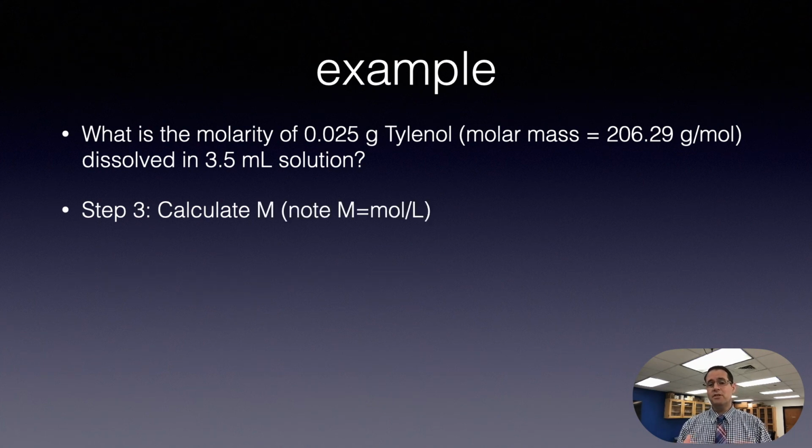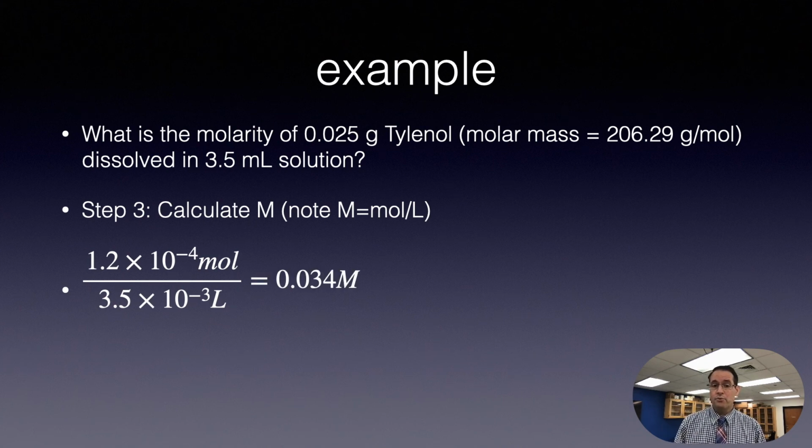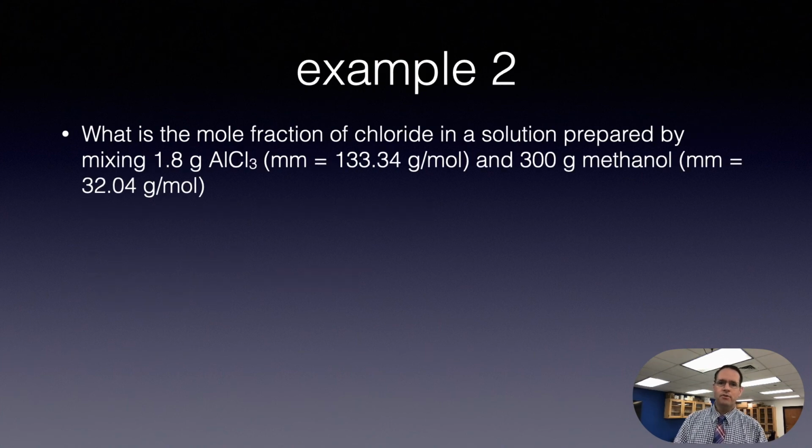And now step 3, you want to calculate the molarity. Molarity is given capital M, and it's just a ratio of the moles per liter, okay? So there's our moles, there's our liter, and when you do all of this, we get 0.034. Notice how everything is 2 sig figs here, because our 3.5 milliliters and our 0.025 grams are both to 2 sig figs. And we just type or write capital M there as the units. So that's molarity.